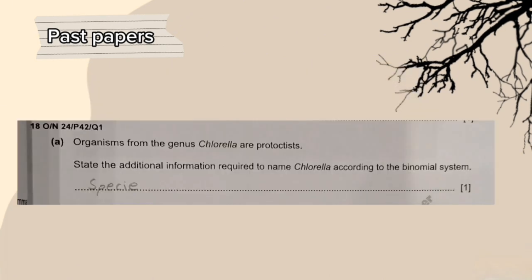Question number 15. Organisms from the genus Chlorella are protoctists. State the additional information required to name the Chlorella according to the binomial system. So the answer is species.